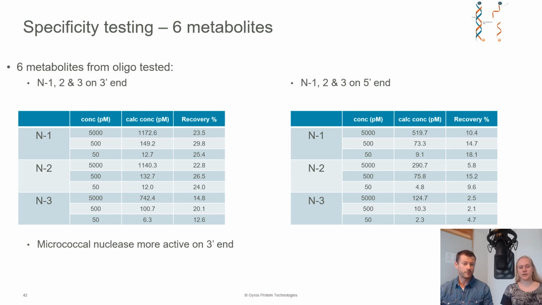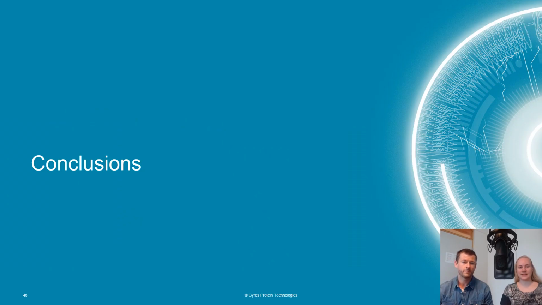And this could be explained by the micrococcal nuclease supposedly being generally more active on the 3' end, so we would have an easier time cutting there. But we would also have expected lower recovery in general with this assay format, since it's supposed to be more selective. Perfect. And now to conclude.